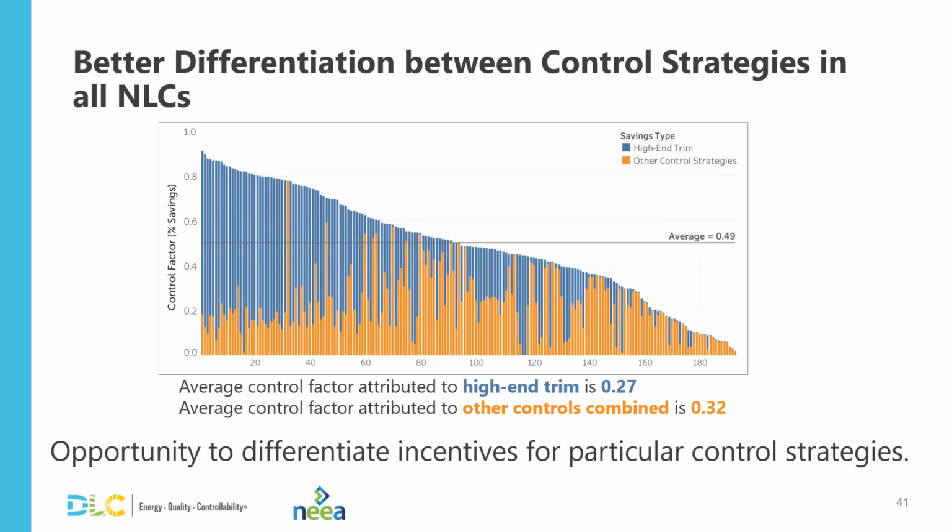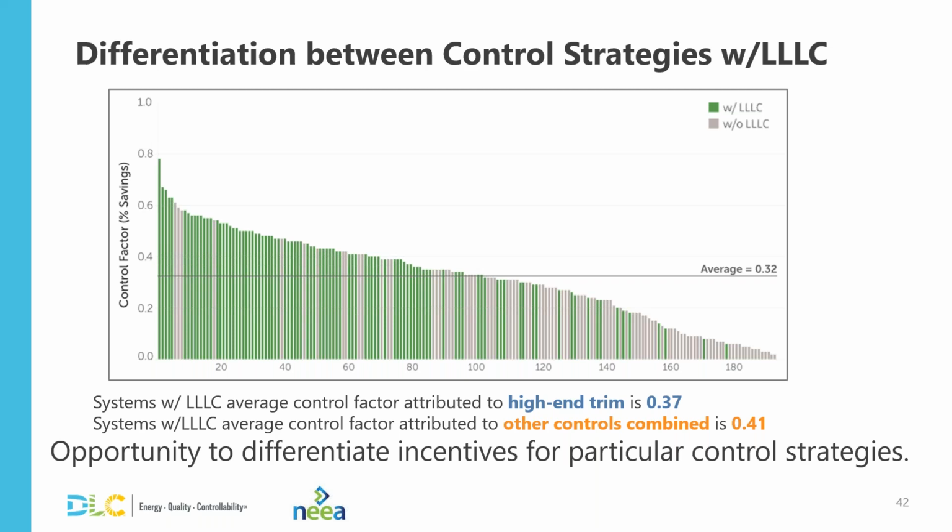You saw this one as well, nothing new here. High-end trim average 27%, other controls 32% across the average of all the NLCs, including LLC and NLCs. But what we do see is that when you break this out with LLC, the average is a little higher, and the high-end trim is higher, but so is the other control savings.